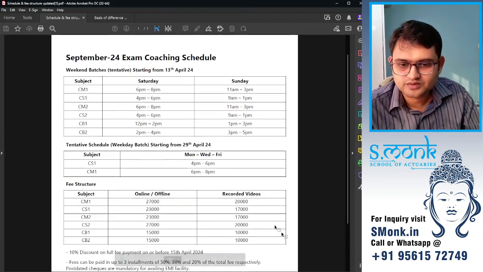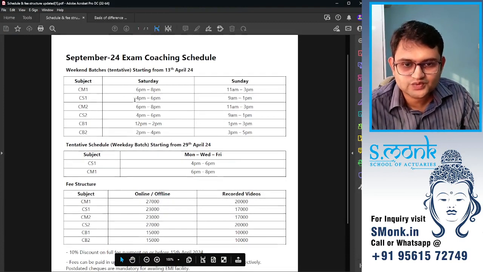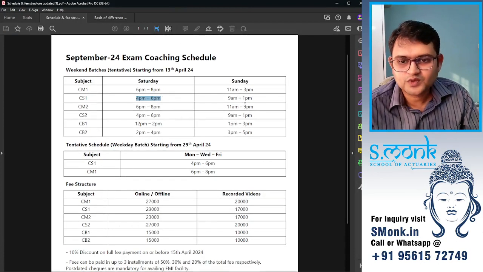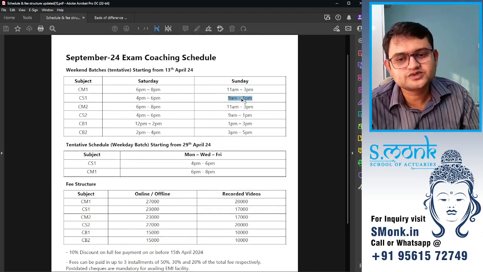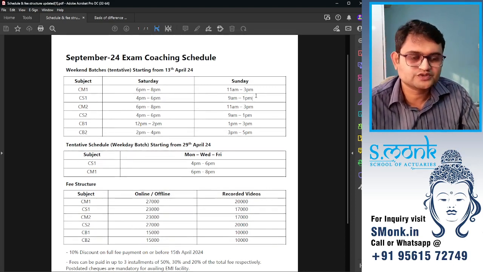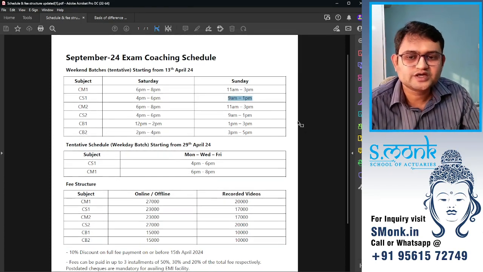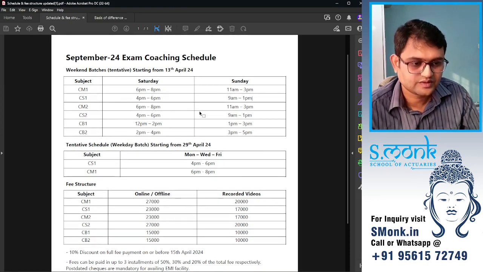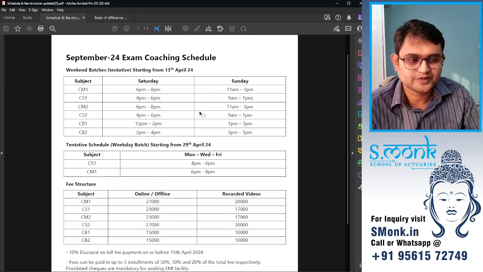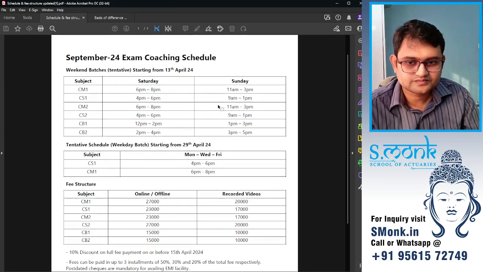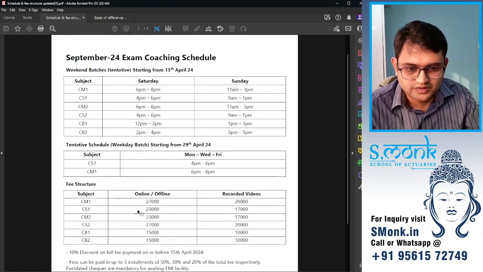So these are the timings. For CS1, we'll have Saturday 4 to 6 p.m., and Sunday it will be 9 to 11 and sometimes 11 till 1 o'clock, because when we are taking R programming, we may require extra classes. But in CS1 there will be no R programming, right? In CS1 there is R programming. So in this course you will also teach R programming? Yes, I will be teaching R programming as well. So Saturday from 4 to 6, Sunday 9 to 11? Yes. Okay, thank you. It will be better for me.